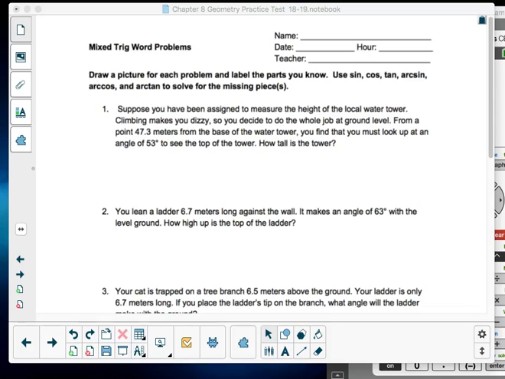Okay, so we're looking at mixed trig word problems. Draw a picture for each problem and label the parts you know. Sine, cosine, tangent, arc sine, arc cosine, and arc tangent. We've got to talk about these.